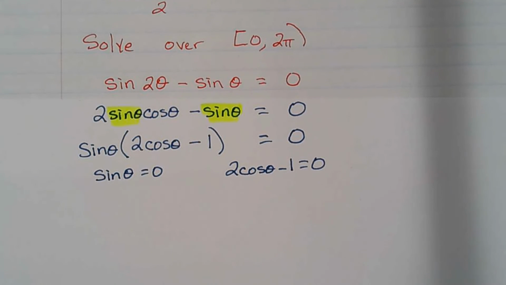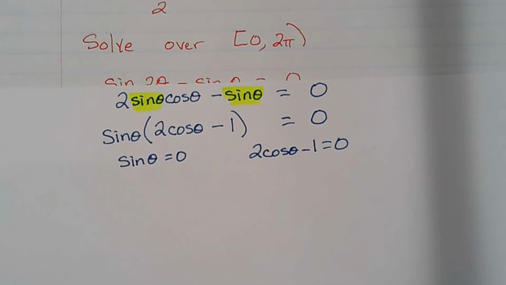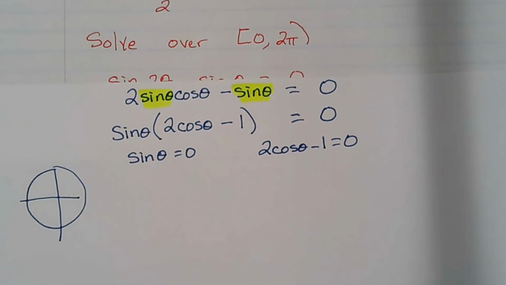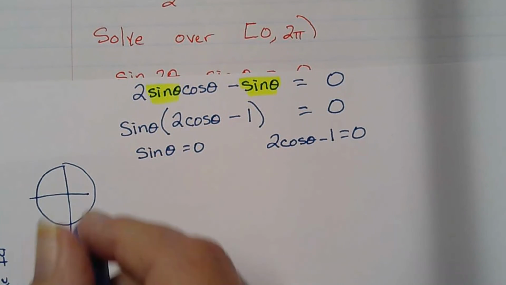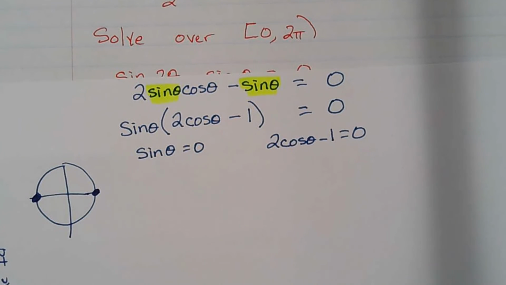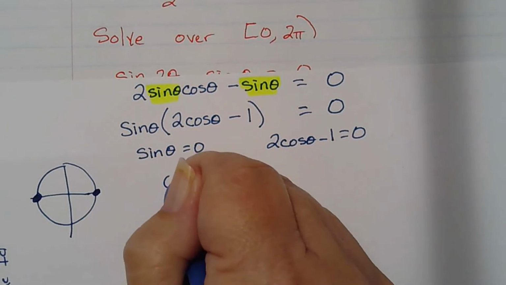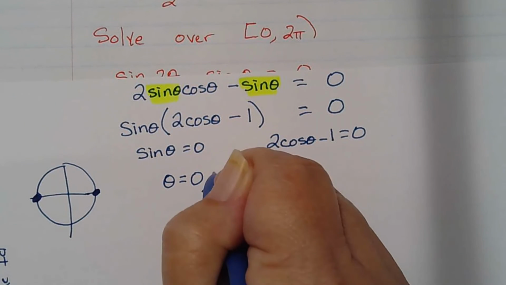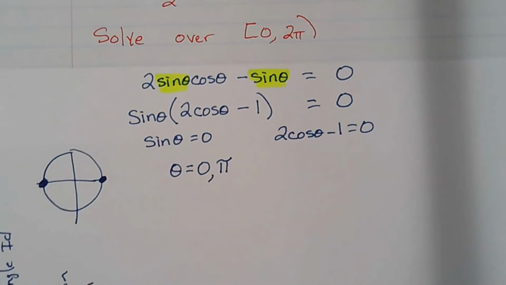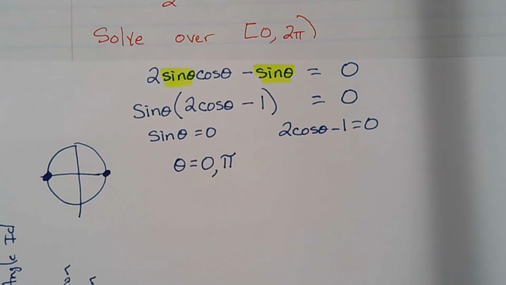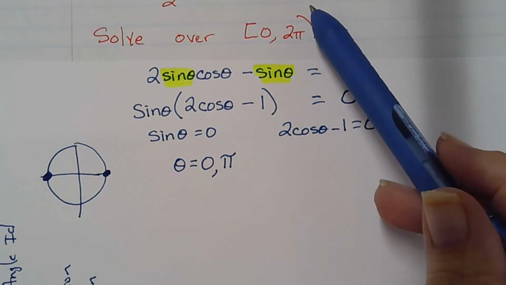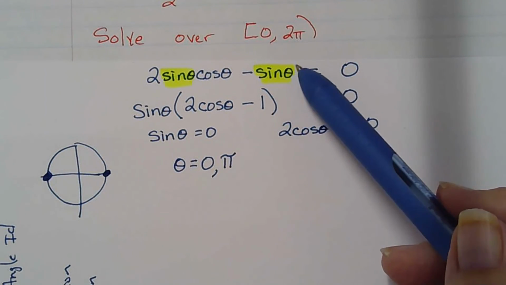When is the sine of theta equal to 0? Those 2 points in our unit circle, right? And so theta is equal to 0 or pi. Now, why am I not going to say 2 pi? So my interval that I was asked to solve over has parentheses here, which means 2 pi is not included.